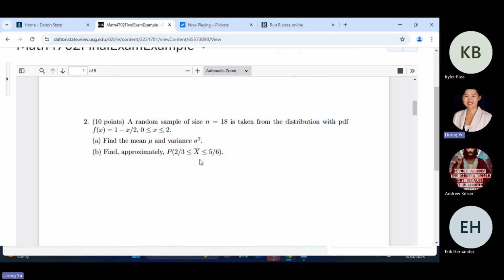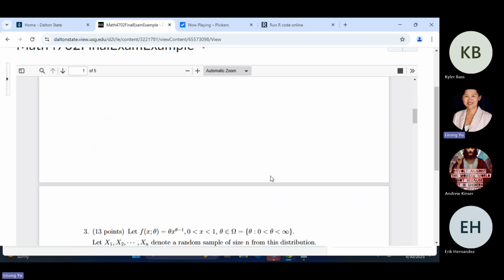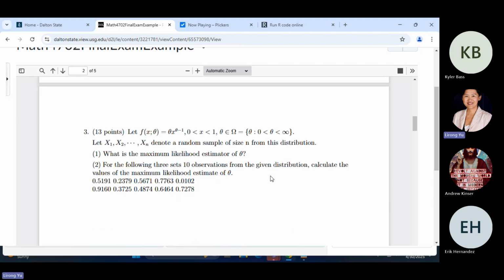The second question: we want to find the probability for X bar, the sample mean. So the second question is about the central limit theorem. You calculate the mean from the density and the variance from the density. Now you can apply the central limit theorem to find, if you had 18 numbers, what the distribution for X bar is. Then the third question is a maximum likelihood estimator question that belongs to a homework in 6.4.